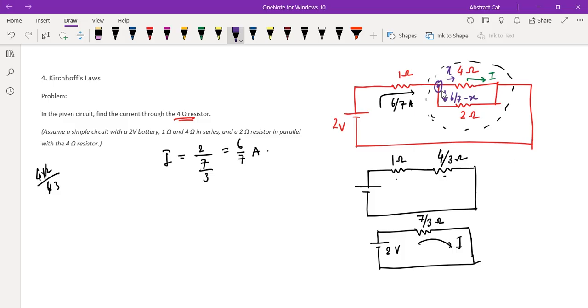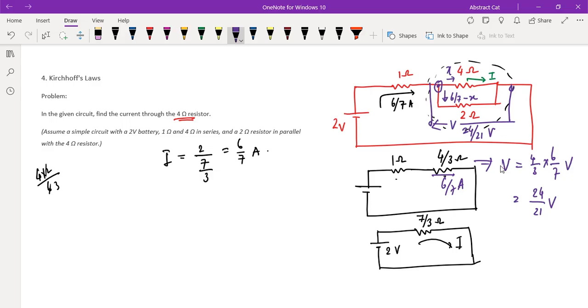And now find the potential drop across the 4/3 ohm resistor. We know the current is 6/7 ampere. So find the potential drop V. V is equal to IR. So 4/3 times 6/7 volt, that is 24/21 volt. The potential is 24/21 volt.